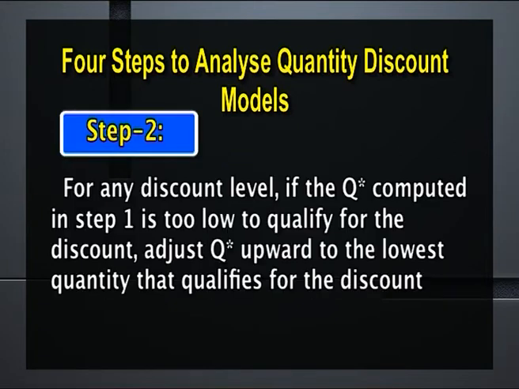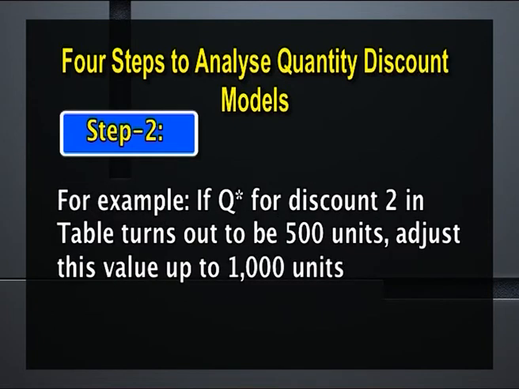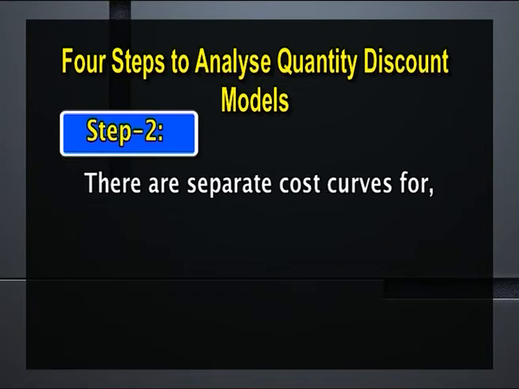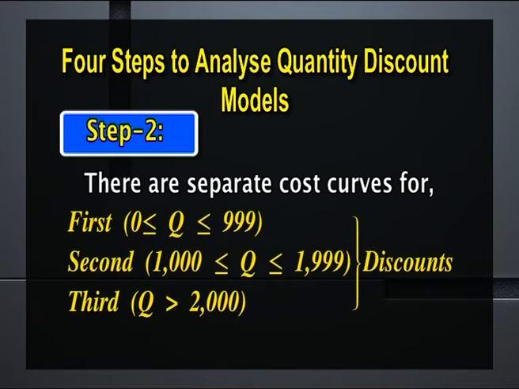Step 2. For any discount level, if the Q star computed in step 1 is too low to qualify for the discount, adjust Q star upward to the lowest quantity that qualifies for the discount. For example, if Q star for discount 2 in the table turns out to be 500 units, adjust this value up to 1000 units. The reason for this step is that the total cost curve for the discounts shown in the table is broken into 3 different curves. There are separate cost curves for the first, 0 less than or equal to Q less than or equal to 999.